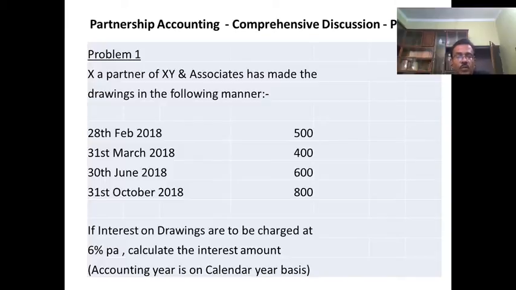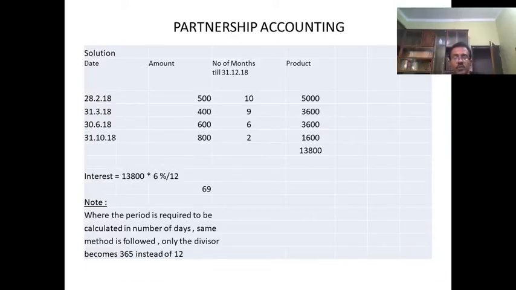So we have got a sum over here. X, a partner of X, Y and associates, has made the drawings in the following manner: 20th February 2018, 31st March 2018, 30th June 2018, 31st October 2018. If interest on drawings is to be charged at 6% per annum, calculate the interest amount. Accounting year is on calendar basis, that means up to 31st December 2018. So how do we do this sum? This is how we do this sum.